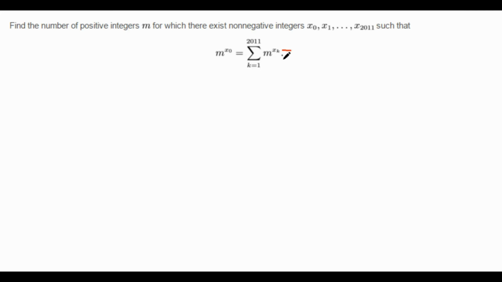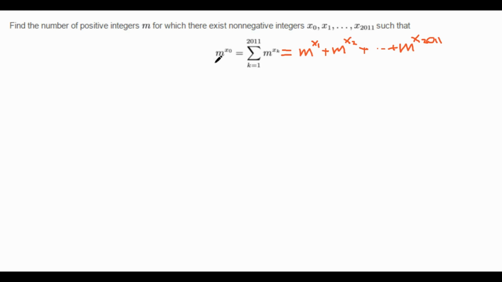So this summation notation might be kind of bothersome, so I'm just going to expand everything out. This is equal to m to the power of x1 plus m to the power of x2 plus dot dot dot plus m to the power of x2011. So what this problem is basically saying is that we have to find all positive integers m such that a power of m is equal to the sum of 2011 other powers of m. So this still doesn't seem that easy to do.